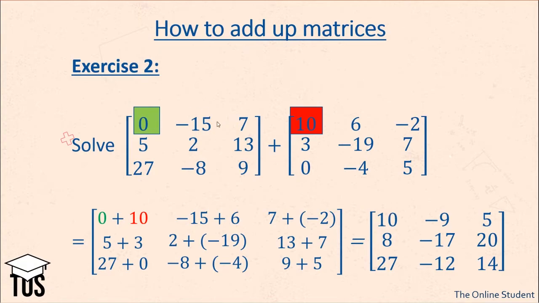Now let's try the second element. The element on the first row, second column is minus 15. The element of the second matrix on the first row, second column is 6. So we add up minus 15 plus 6, which is equal to minus 9. Another example here, on our third row and our second column is minus 8. We add it up with the corresponding element, so the third row, second column of the second matrix is minus 4. So we add these up. Minus 8 plus minus 4 is equal to minus 12. It's just the same, but you can have negative numbers.